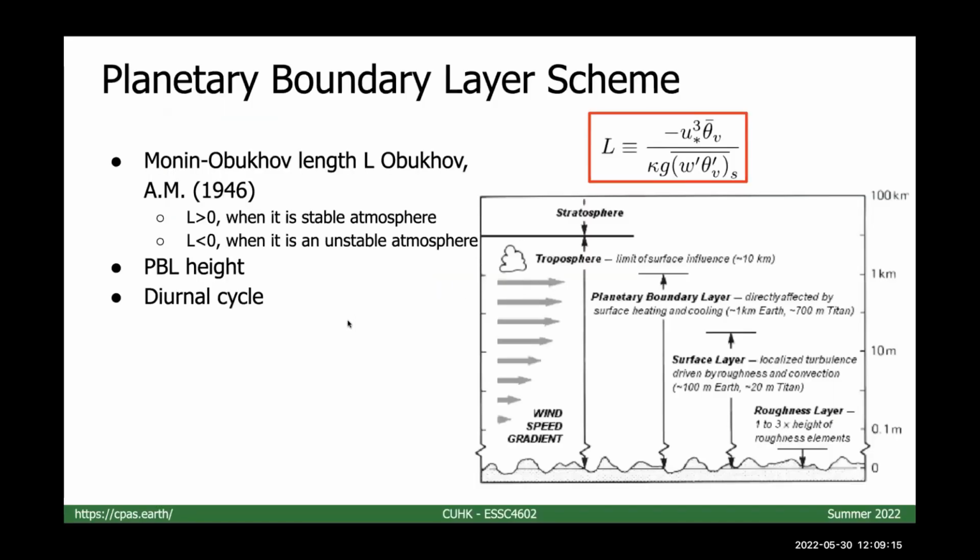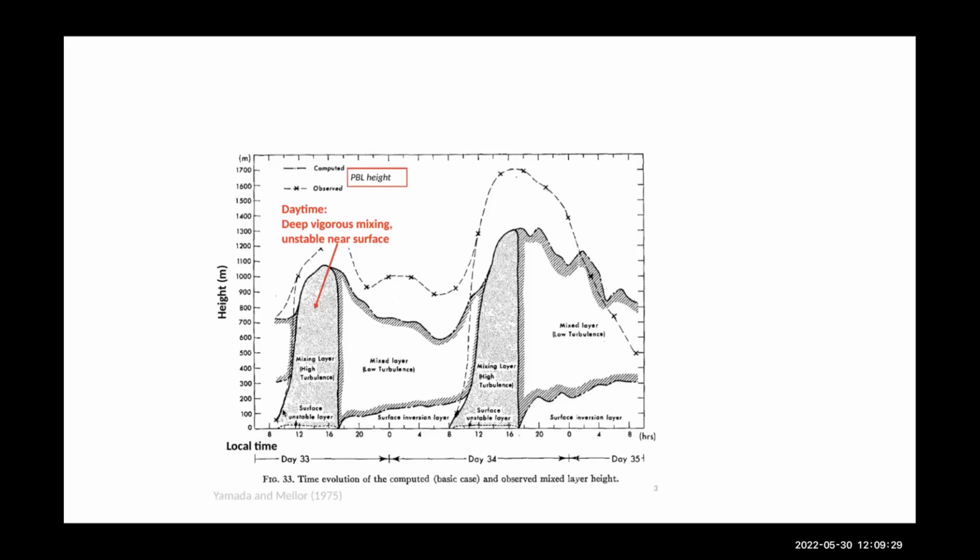And then let's talk a little bit about the PBL scheme. The planetary boundary layer has its height varying during the diurnal cycle. In daytime, the sun heats up the land, and then convection will occur. There will be a lot of convection and turbulence in daytime from ground level to about 1,000 kilometer height. For desert, for very hot days, it will be even higher.